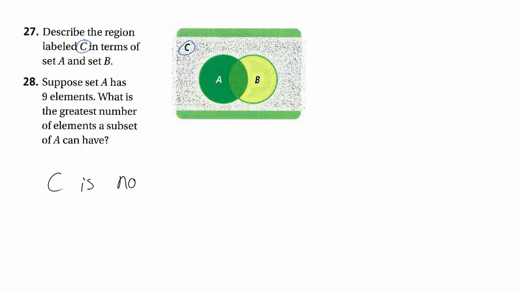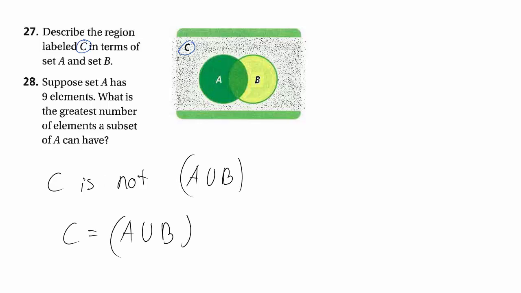Here they're asking us to define the region C. Notice that C is not in either A or B, so it's not in the union of A and B. So when it's not, that means it's the complement of A union B. So it's everything that's not either A or B.